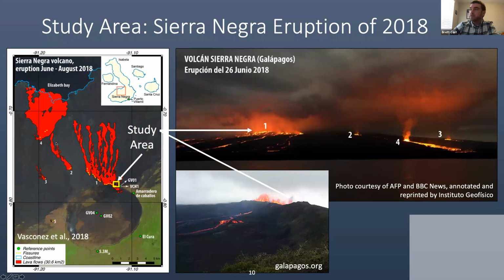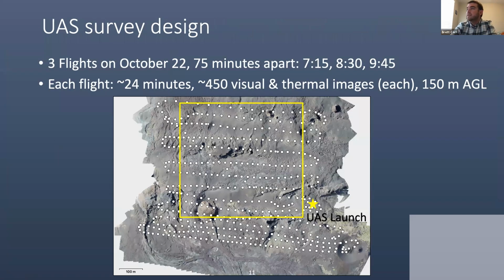We focused on that area. The drone survey design is shown here. We did 3 flights on October 22nd. Each flight was approximately 75 minutes apart. Each flight lasted about 24 minutes, and we were able to get 450 images from each camera. We flew at about 150 meters above ground level in a standard mapping pattern. And all the maps from here out are going to be focusing on this yellow box.